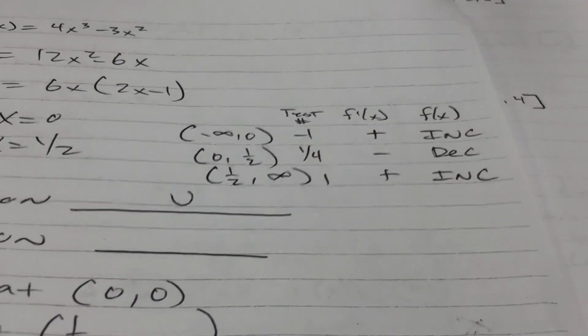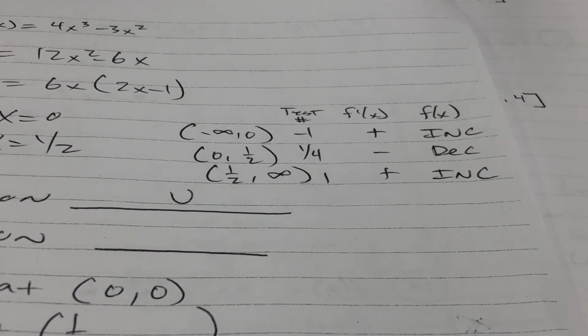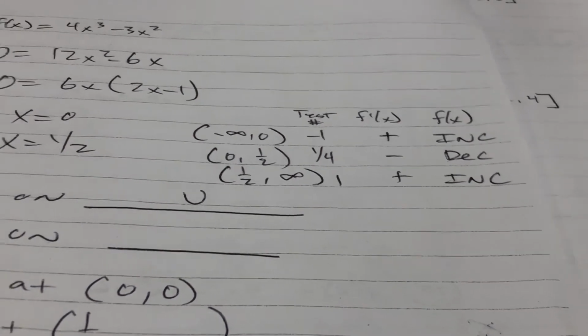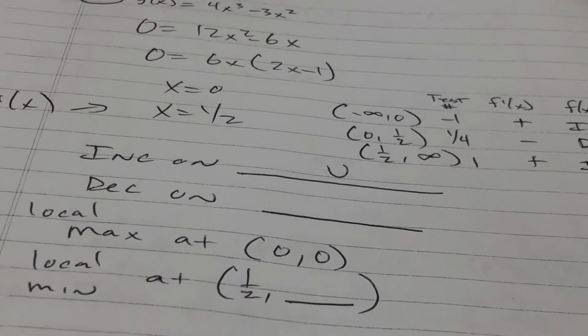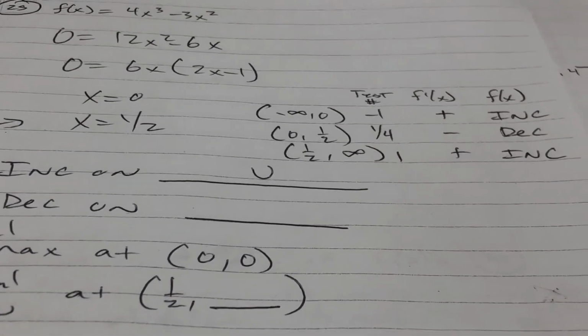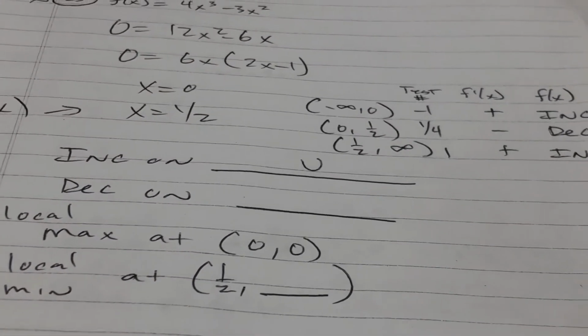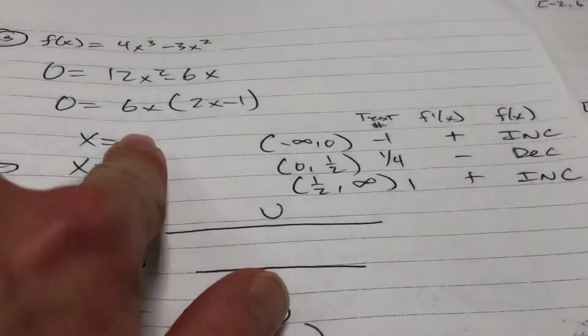It's increasing on the interval -infinity to 0, union 1/2 to infinity. It's decreasing on 0 to 1/2. There you go. Local max at 0, 0, and a local min at 1/2, something. Anyway, that was my first derivative.